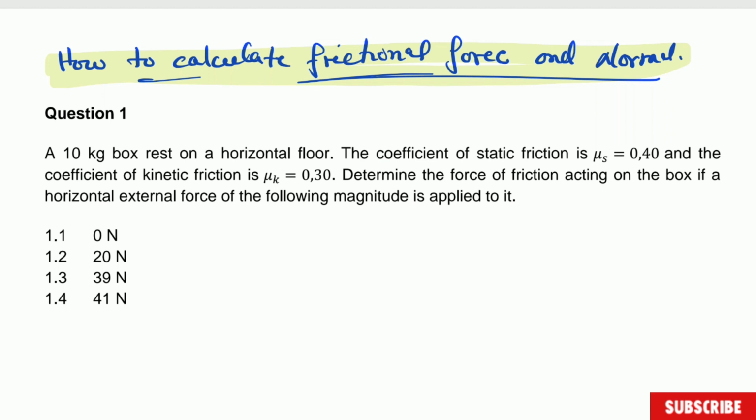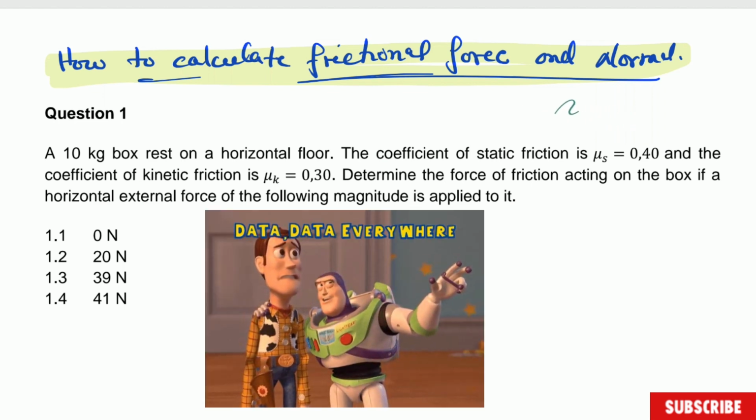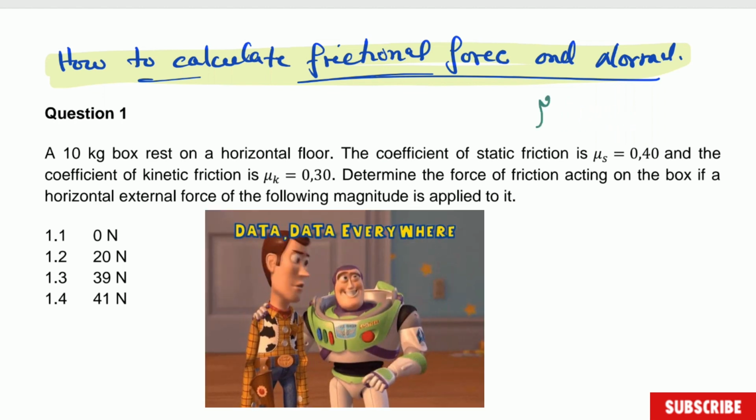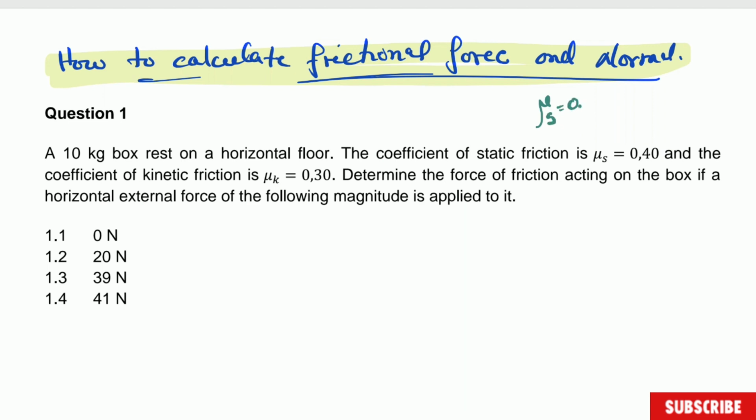This question says a 10 kg block rests on a horizontal floor. The coefficient of static friction is 0,40 and the coefficient of kinetic friction is 0,30. So let's start by writing this data outside, on this side. Coefficient of static friction is 0,4, remember, no unit. Coefficient of kinetic friction is 0,3. There we go.